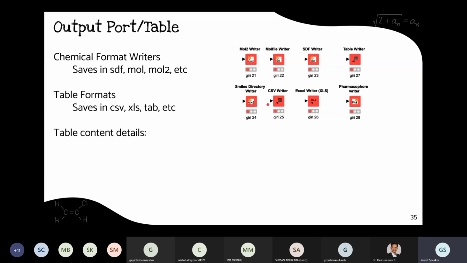Then you have output ports or table writers. For example, you can write mol2 files, mol file, SDF file, SMILES directory, CSV file, Excel file. You can even write pharmacophores as well as table writer. All these are readable by other software, any software.